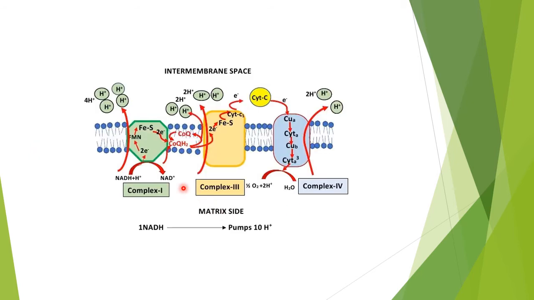Let us discuss it. We have a situation here. This is complex first, this is complex second, this is complex third, and this is complex fourth. Here, this is the NADH dehydrogenase complex where 2 electrons will be passed on. They will be carried by FMN, then iron sulfur, and these electrons will be taken by coenzyme Q. At the same time, coenzyme Q will accept the protons and will get reduced to ubiquinol.